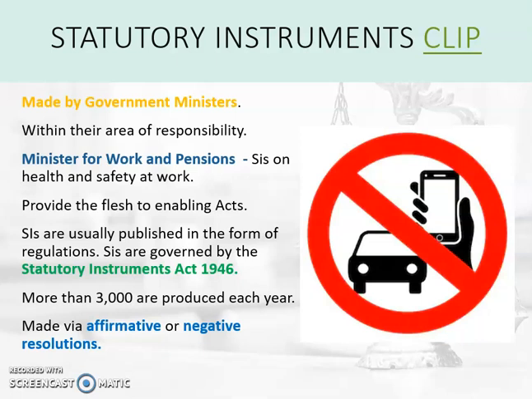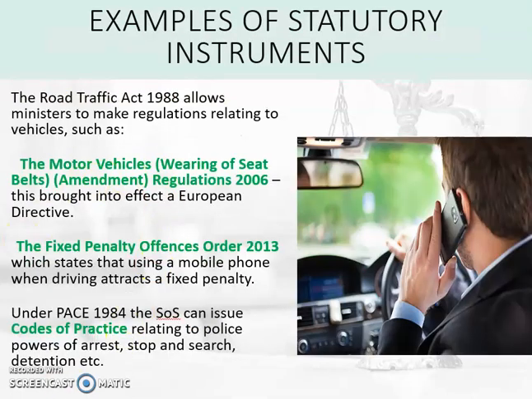The massive advantage, of course, is that they can be brought into force quickly and they are easy to amend, easy to change. And on this slide, I've given you some further examples of statutory instruments which have been made under the Road Traffic Act. The one that you're probably well aware of is the Fixed Penalty Offences Order, where people can be given a fixed penalty if they're using the mobile phone when driving.